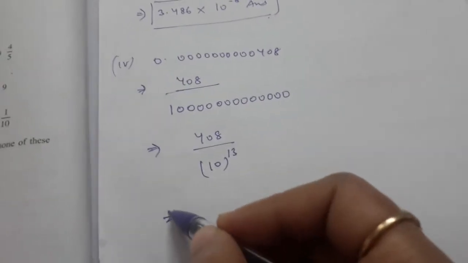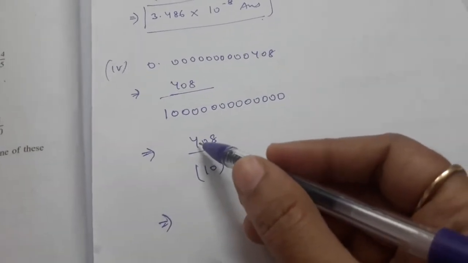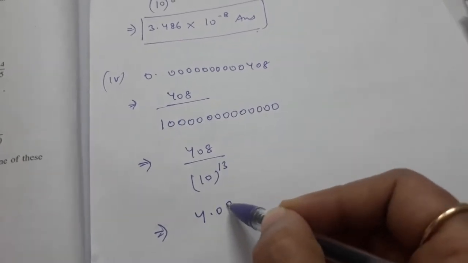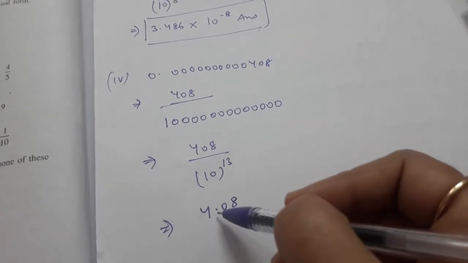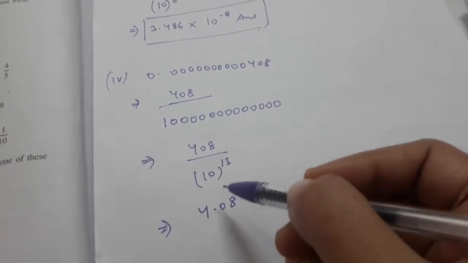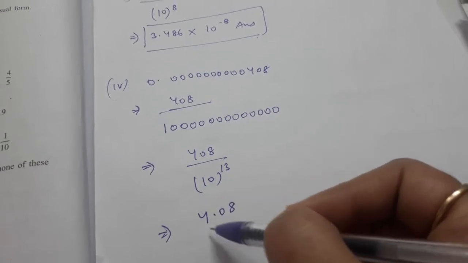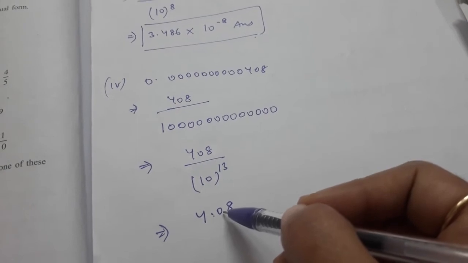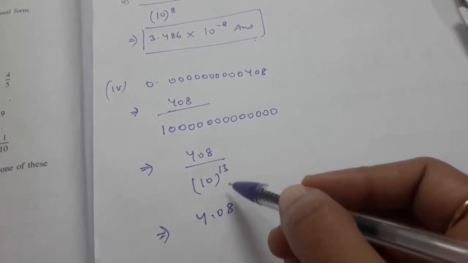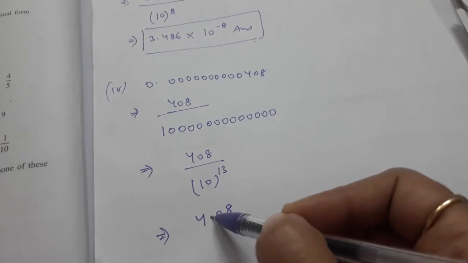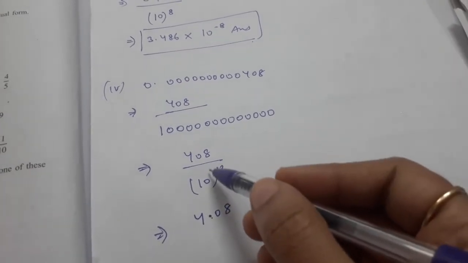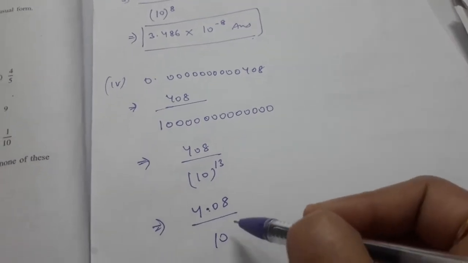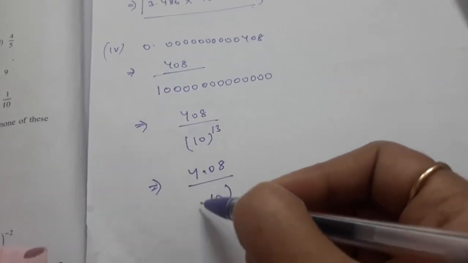As per the rule, we have to put the decimal just after the first number. So it would become 4.08. As soon as we put the decimal just after the first number, the numbers which are left after the decimal would be deducted as many zeros from the denominator. After the decimal, two numbers are there, so two zeros will be deducted. So 13 minus 2, the denominator will become 10 raised to the power 11.